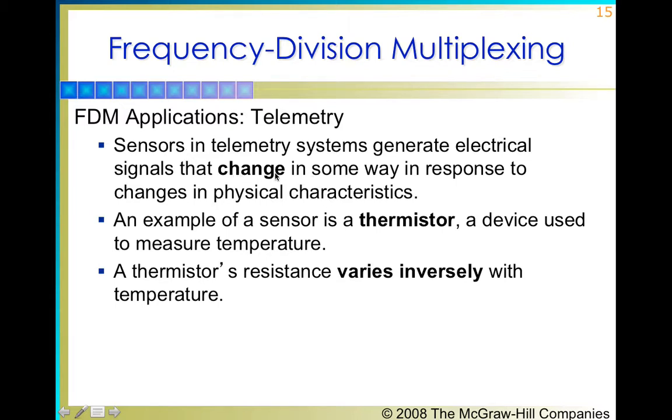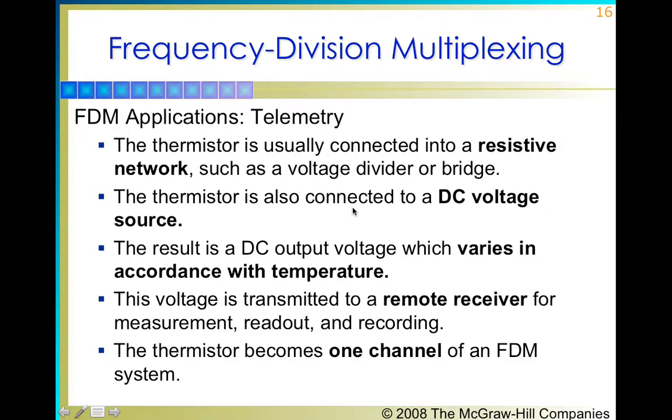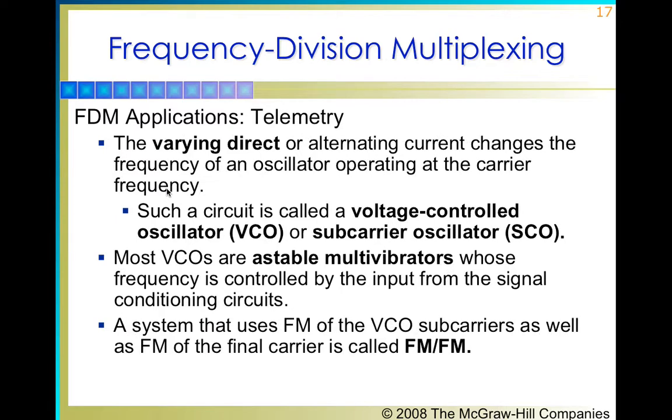Like if we have a sensor which is detecting the temperature, then the resistance of that sensor changes with the change in the temperature. Like we have a thermistor which is used to detect the temperature, and its resistance is varied with the temperature. So all the sensors which are being employed in the telemetry applications, their electrical signals change in relation to some physical characteristics. So we are talking about the thermistor. Here the thermistor is being connected to a resistive network, and we can straight away focus on the diagram where we can see all these things.